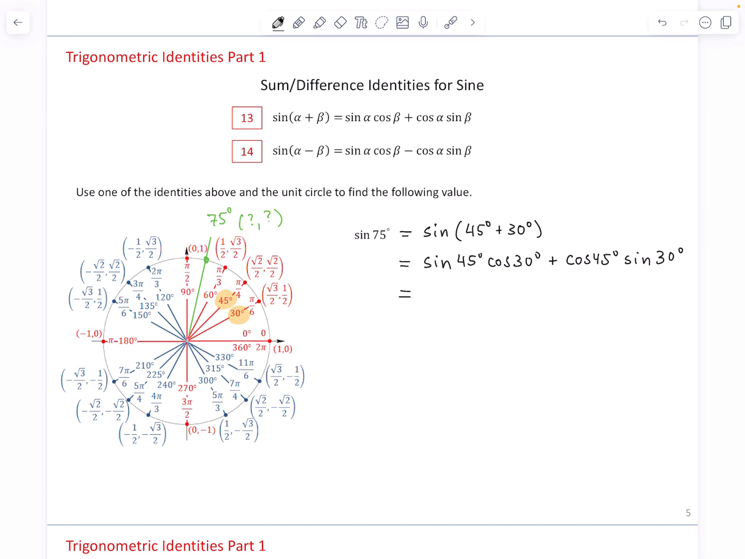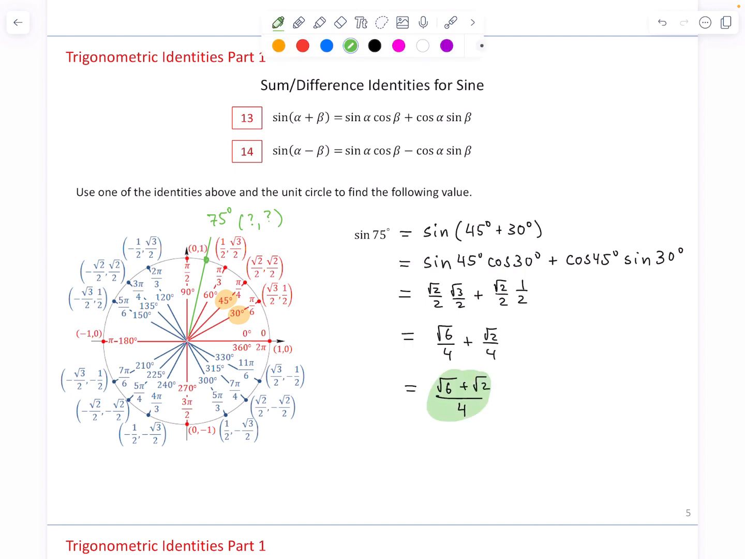And now I can use the unit circle to evaluate all of these trig functions. Sine of 45 degrees is rad 2 over 2, cosine of 30 degrees is rad 3 over 2, plus cosine of 45 degrees is rad 2 over 2, and sine of 30 degrees is 1/2. This gives us radical 6 over 4 plus radical 2 over 4, which you could combine into one fraction. So this result would be this second coordinate here. To find the first coordinate, you would do a sum identity, but for cosine, which I won't do here on this slide. Okay, let's go to the next page.